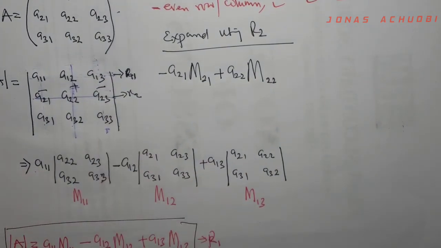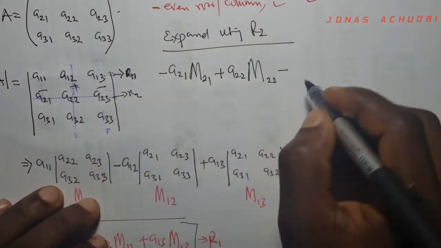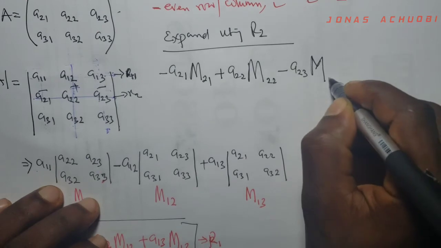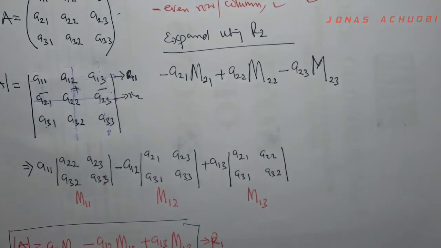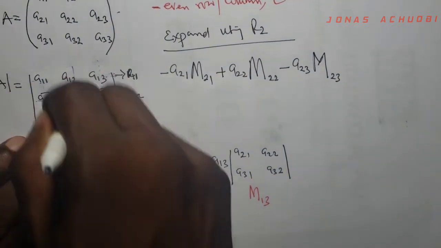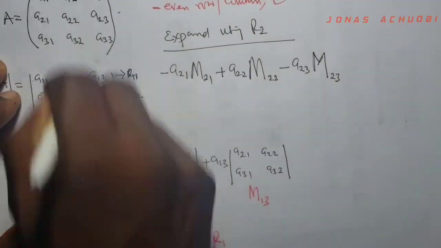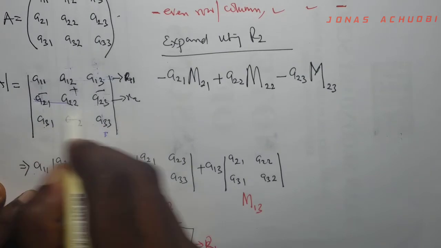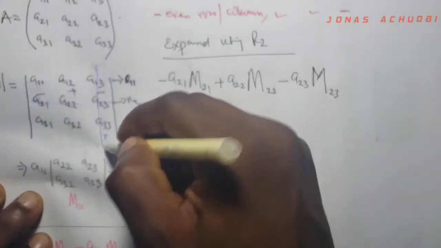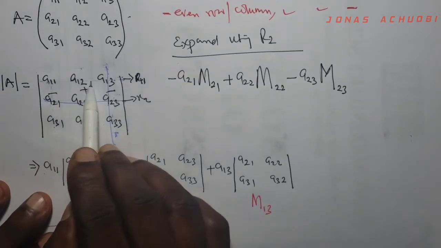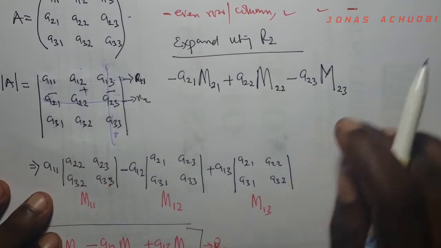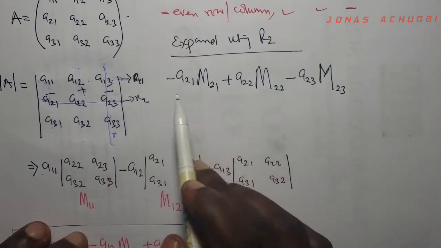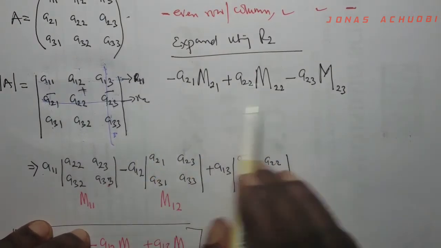And what's the last one? The last one will be minus the entry A23 times the minor of that entry A23. So the minor of A23: you delete again the row and column of A23. A23 is in row 2, so you delete row 2 and column 3. What is left? A11, A12, A31, A32. And that's what you have there. So with this you have gotten a determinant by expanding through row 2.